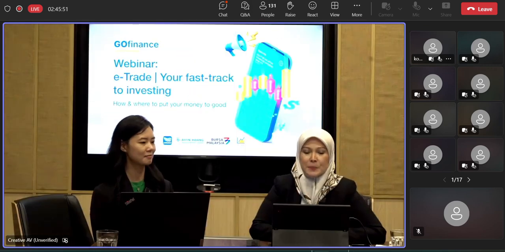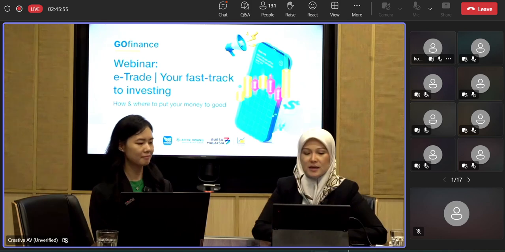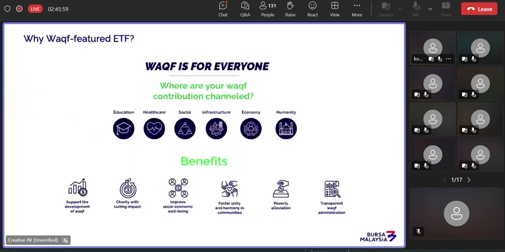Okay, basically, the Wakaf contribution is quite general. It can be for education, healthcare, social infrastructure, the economy. For example, you help SME entrepreneurs, and also for humanity. Okay, so it's for everyone. Anyone can benefit. Like earlier, you don't have to be a Muslim to Wakaf, or even to invest in this type of Wakaf featured ETF.